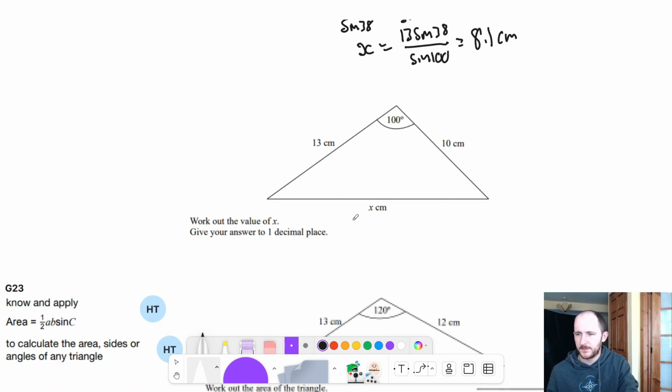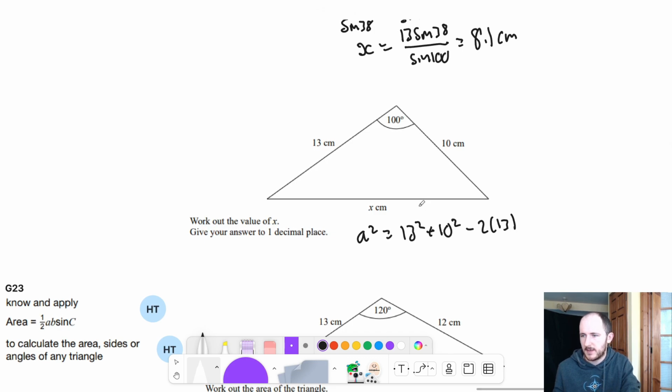And with the cosine rule, if you look, I have two sides and the angle between them. What the cosine rule basically says is the opposite side squared to the angle is always equal to the sum of the other two sides squared minus 2 times the sides multiplied together cos the angle between them.